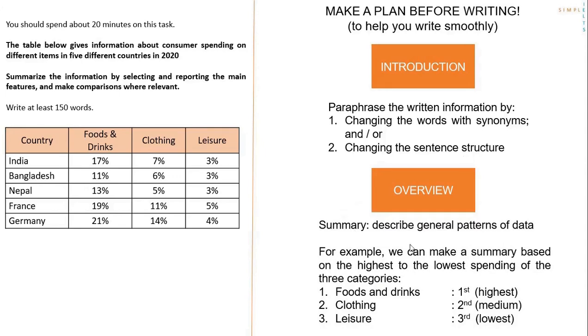For example, in this case, we can make a summary based on the highest to the lowest spending of the 3 categories. As we can see, foods and drinks is the highest category. I mean, the numbers are a lot bigger than the others. And number 2 belongs to clothing, and number 3, or the lowest, belongs to leisure. Okay.